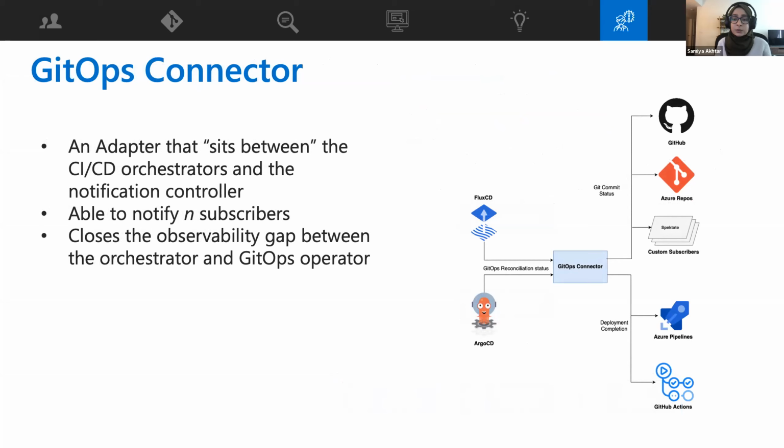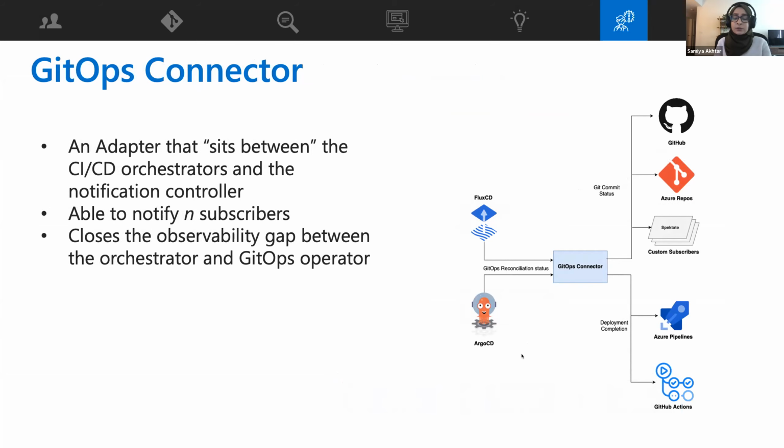GitOps Connector is a tool built by a team here at Microsoft, which sits between the notification controller and CI/CD tools. And it sends enriched notifications as JSON objects to all of these tools to allow for even better observability. It can notify N subscribers with this data as well. So this really helps close the observability gap between Flux and the orchestrators.